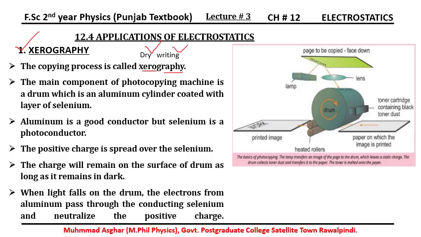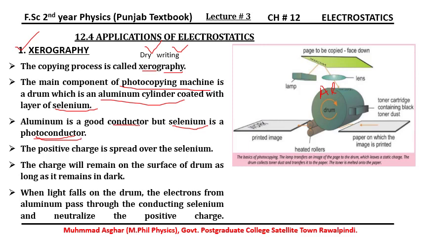Main component of the photocopying machine is the aluminium cylinder, here as shown in the figure. This cylinder is coated with the selenium. What is aluminium? Aluminium is a good conductor, but selenium is photoconductor. Photoconductor means when light is switched off, it is not conducting, but when light falls on selenium, it becomes conducting. That is why it is called photoconductor.